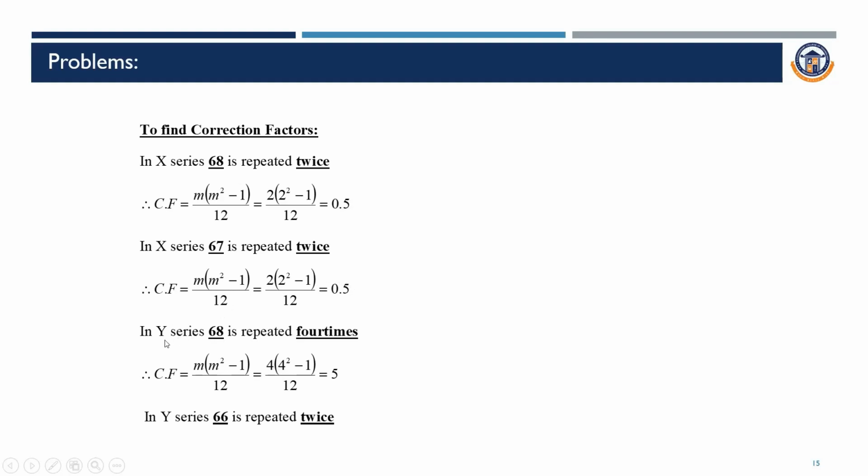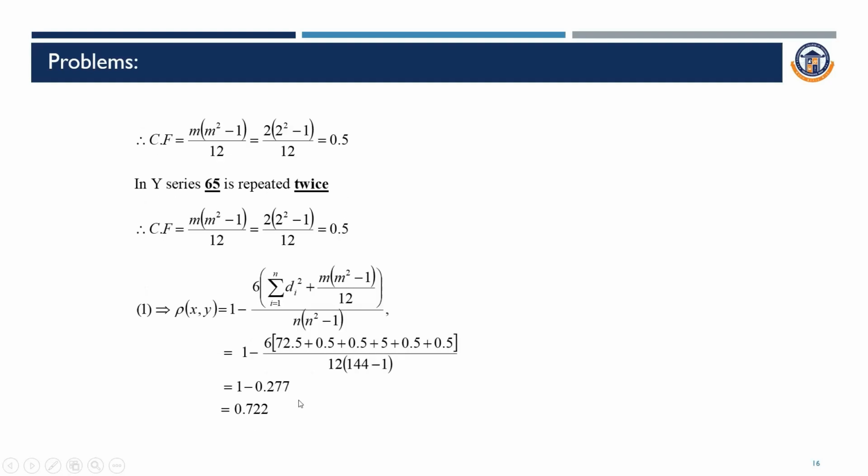So now we move to the y data. So in the y series, 68 is repeated 4 times. So m is equal to 4. Substituting m is 4 and finding the correction factor value, its value is 5. Then in the same y series, 66 is repeated twice. So m value is 2. Substituting here and finding the correction factor value is 0.5. In the same y series, the third value 65 is repeated twice. So again, we substitute m is equal to 2. Then correction factor value is 0.5.